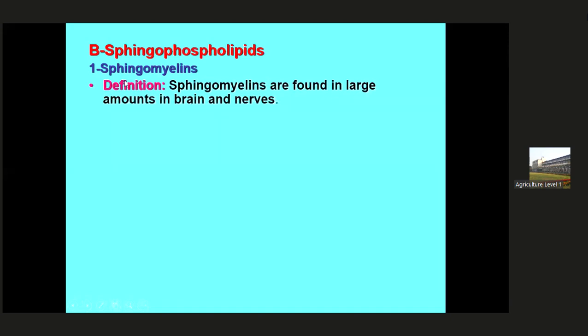Sphingomyelin contains sphingosine instead of the glycerol. Other properties of the phospholipid are the same, but instead of glycerol, it contains sphingosine.